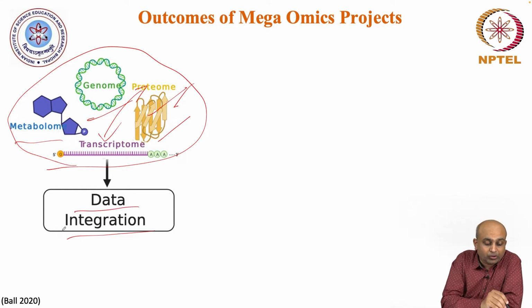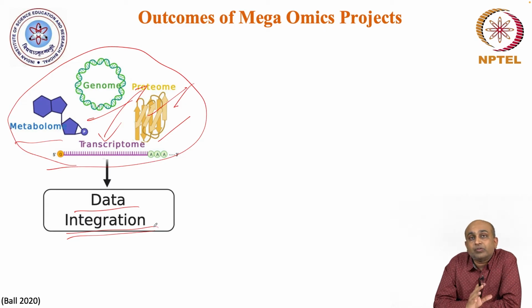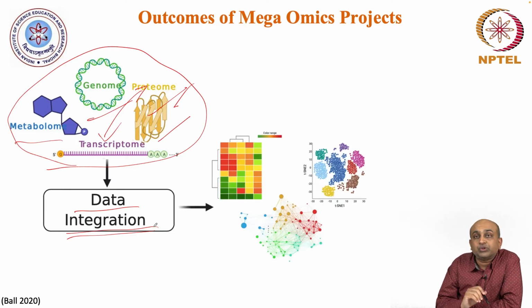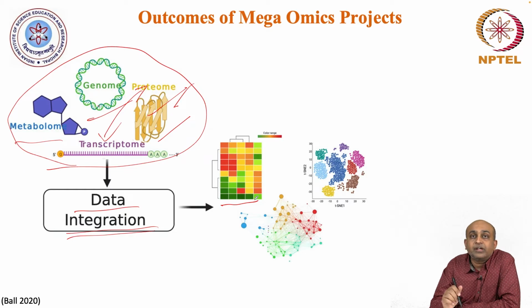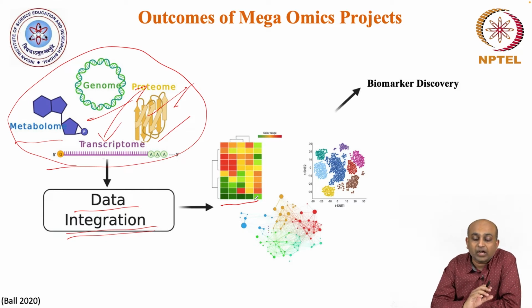So if you want to do data integration, one of the fundamental things that is required is this kind of consortium which have coordinated their efforts so that data integration can be done. And once you can do data integration, of course you can look at overall patterns that are there, you can identify different cell types that are there, different tissue types that are there. You can also see how there is crosstalk between different parts of the biological network. So this kind of data integration can be done when you have this kind of mega omics projects.